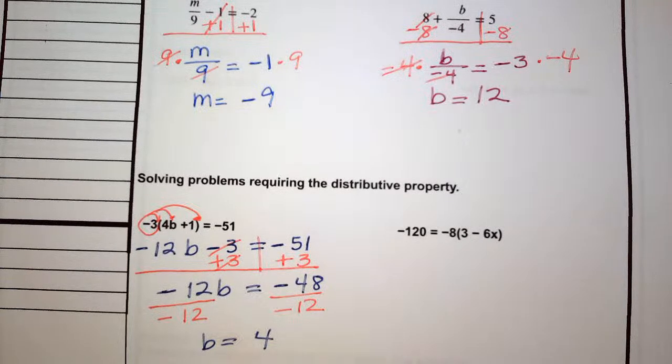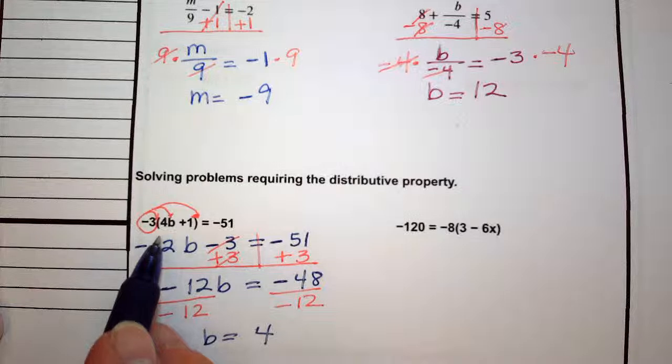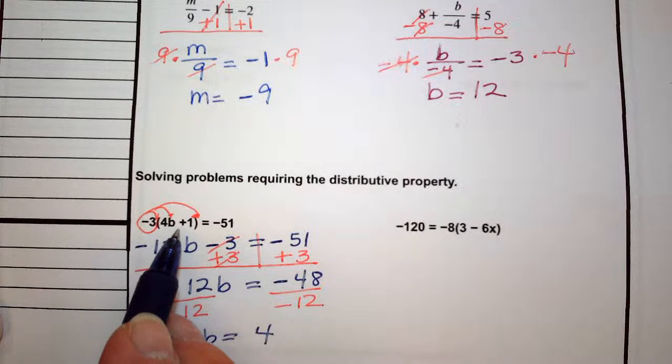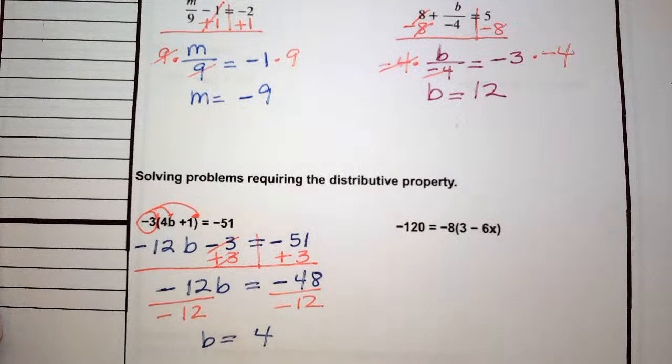So this would be 4 times 4 is 16, plus 1 is 17. 17 times negative 3 is negative 51, and I have done it correctly.